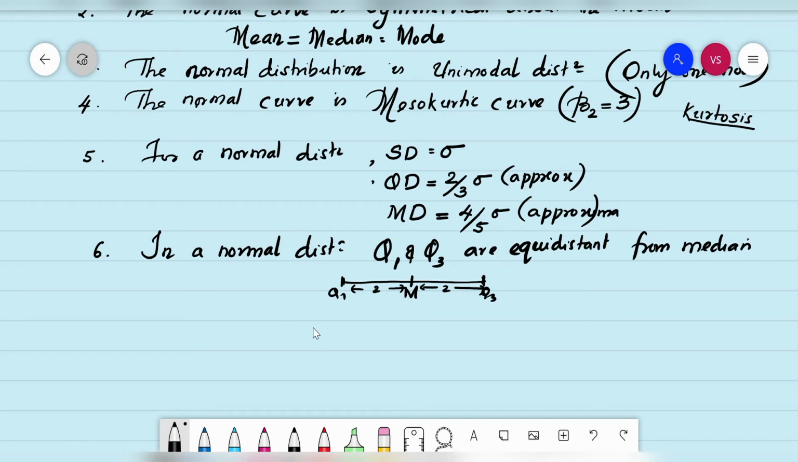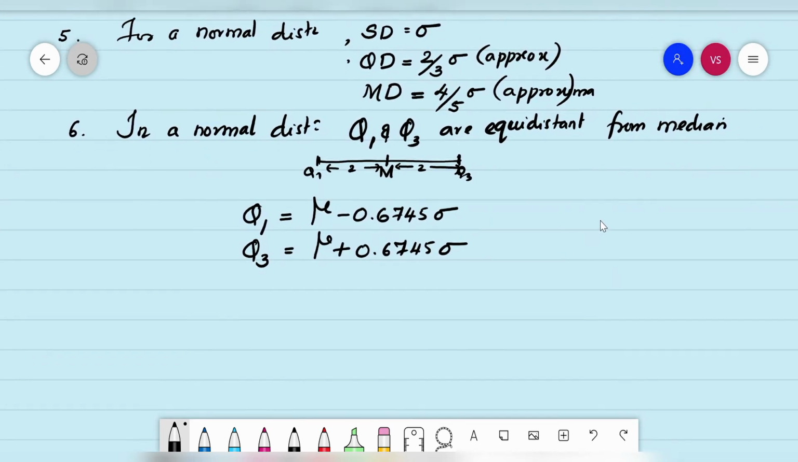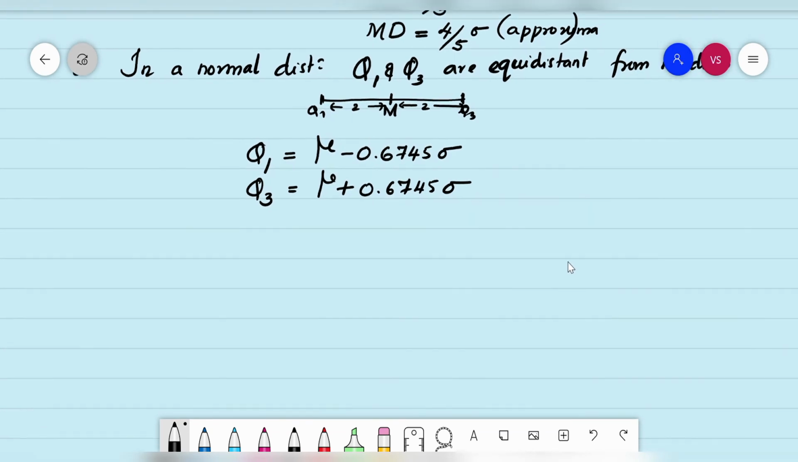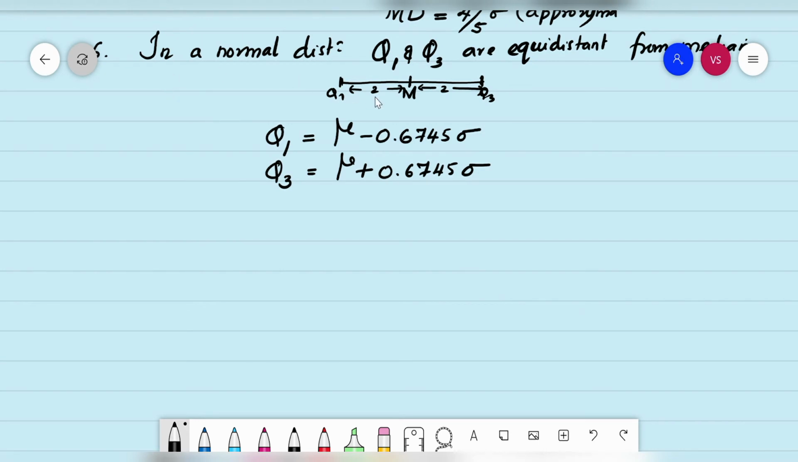So this is another important property: Q1 and Q3 are equidistant from the median in a normal distribution. In that case, we can also find out the quartiles. Using this formula, Q1 is equal to mu minus 0.6745 sigma, and the upper quartile we can find out as mu plus 0.6745 sigma. You have to remember and understand these properties, because all the 1 mark and 2 mark questions that you come across in normal distributions will be based on the properties, students. So Q1 and Q3 are equidistant from the median, Q1 can be found using this, and Q3 using this formula.